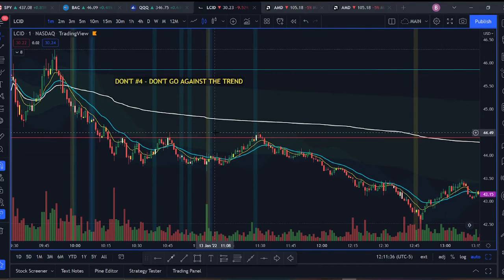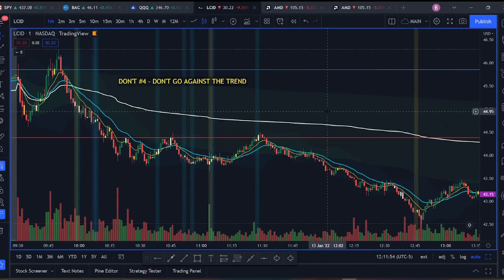Wait for it to show you it's reversing, right? And that's the problem. They'll look at a chart and go, but wait, I could have got in earlier. And that's because it worked out that time. Sure, you got in early, but every time that's not the case. Again, the chart needs to show you, don't go against the trend.